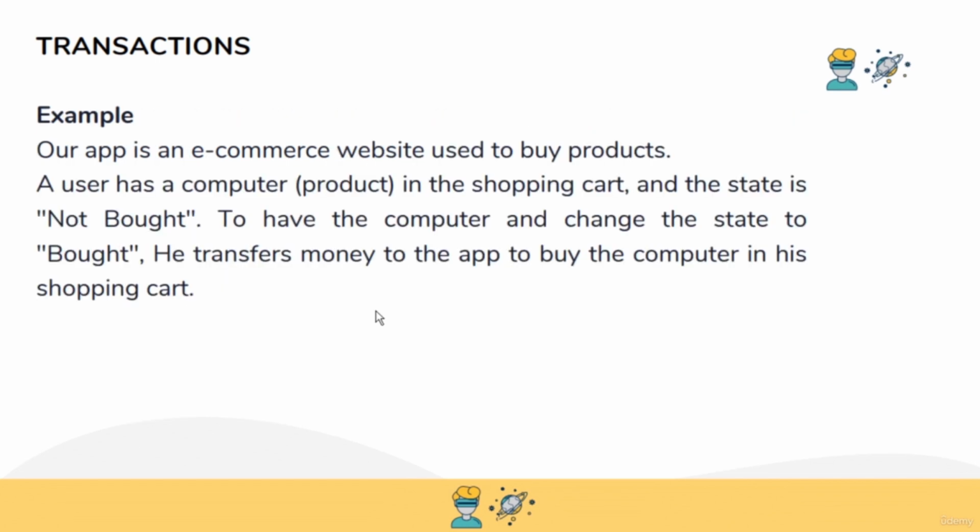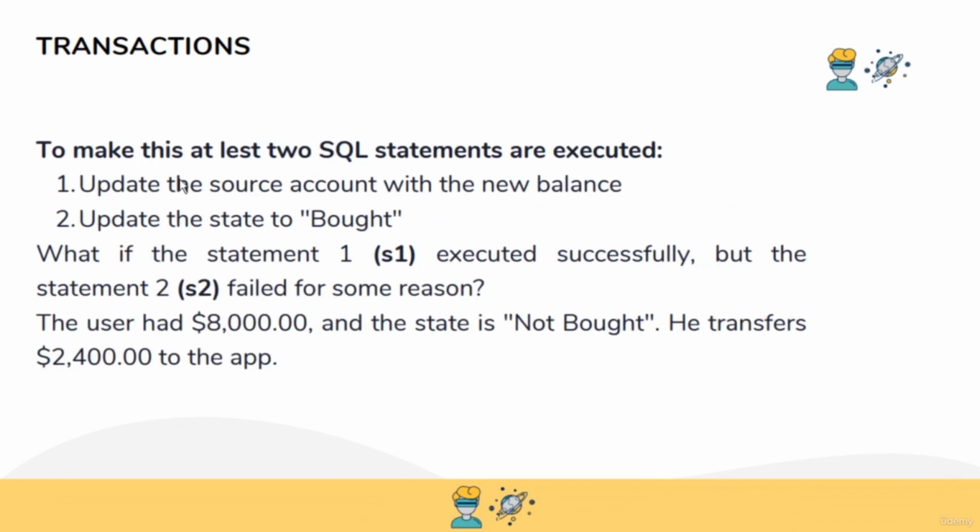Let's see this example. Our application is an e-commerce website used to buy and sell products. A user has a computer, which is a product, in the shopping cart, and the state is not bought because he didn't buy it until now. To have the computer and change the state to bought, he transfers money to the app to buy the computer in his shopping cart. To make this, at least 2 SQL statements are executed. First, update the source account with the new balance. Second, update the state to bought.